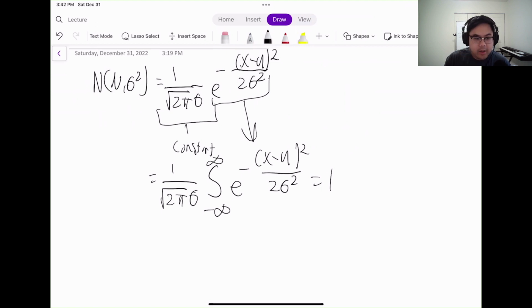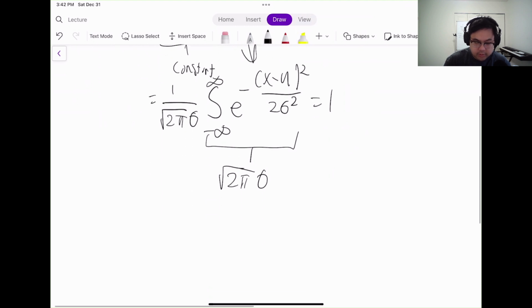So we should realize we want this integral part to equal the square root of 2 pi times sigma. We want this because it will cancel the constant out front and make it 1. Does that make sense? When we integrate this out, we want it to equal the square root of 2 pi sigma so that it cancels. So that is what we're solving for, and that is what we're going to do.